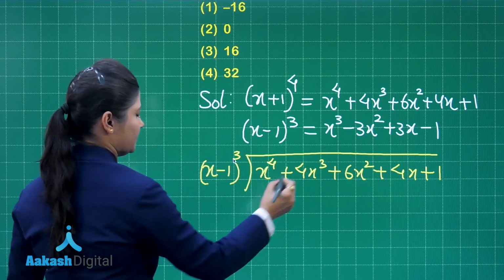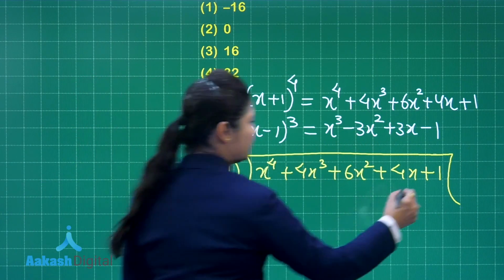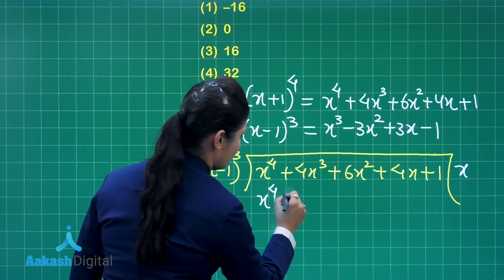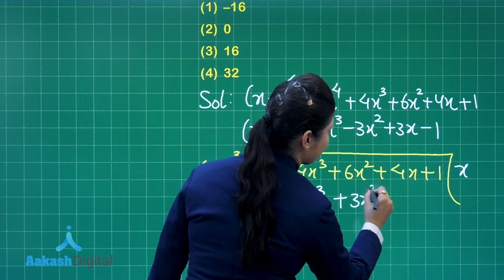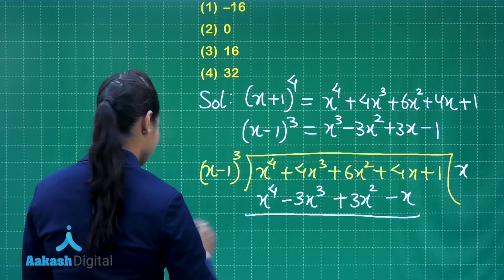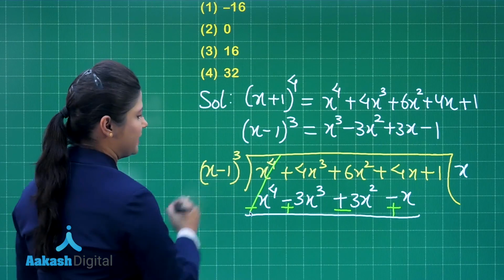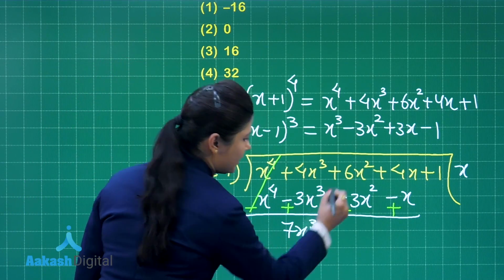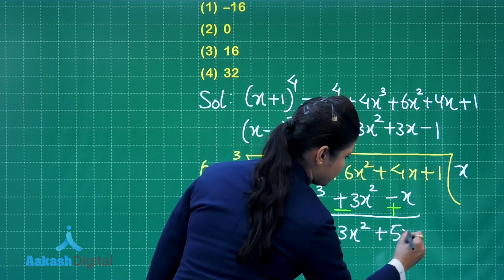So, firstly, I'll take the first term in the quotient, that is the leading term, which will be x. x into this expression will give me x raised to the power 4 minus 3x cube plus 3x square minus x. Let's change the sign here. On changing the sign, this will become minus, plus, minus, then plus. Here this gets completely cancelled, and on simplification you get 7x cube plus 3x square plus 5x plus 1.